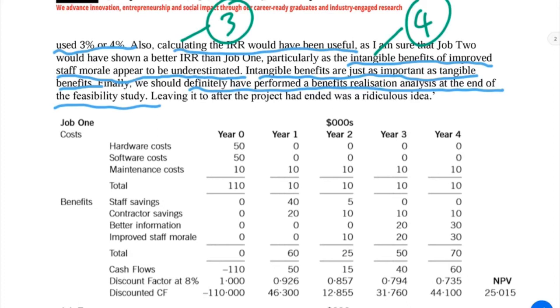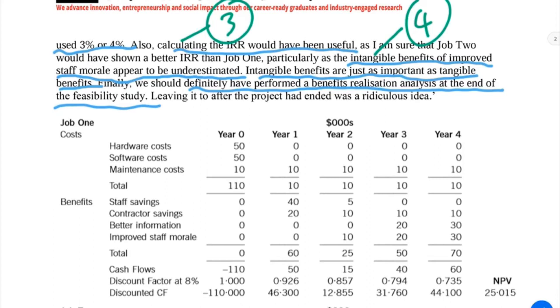Like intangible benefit, for example, to increase customer satisfaction, to improve staff morale, to improve the efficiency. Very, very important. But remember, intangible benefit, is it measurable? Normally, in financial evaluation, since we talk about NPV, can you put in intangible benefit?